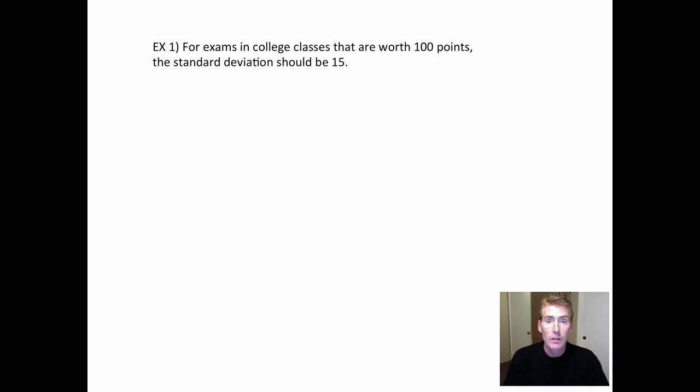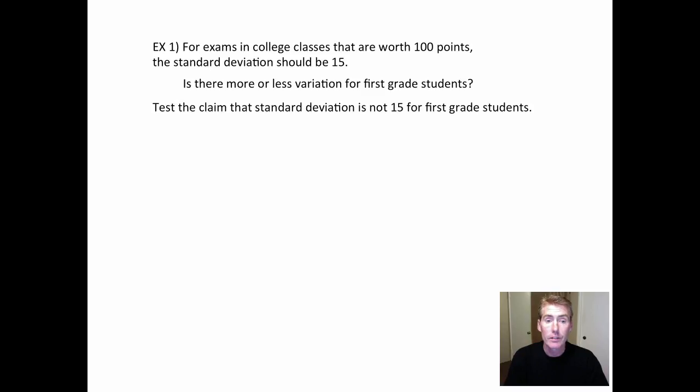So for college exams where they're worth 100 points, the standard deviation should be 15. And there should be a fairly normal distribution for those means. Anyway, the main point is the standard deviation is supposed to be 15. How does that compare with first graders? Do you think there would be more variation or less variation for first graders? I think there would be more variation. Let's see. So we're going to test the claim that it's not 15. So maybe it's over, maybe it's under, but it's not equal to what it is for college students.